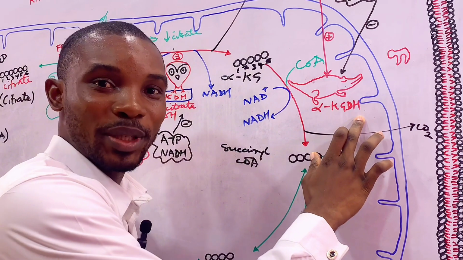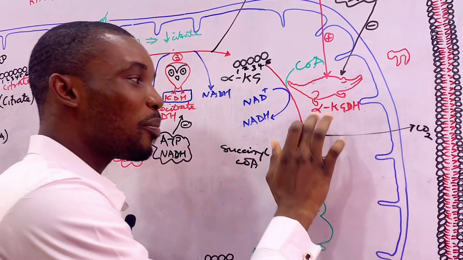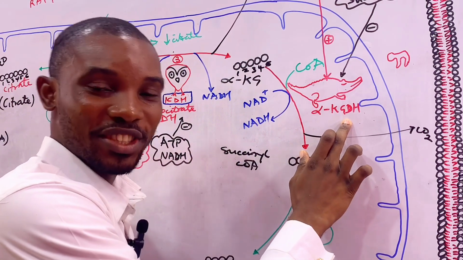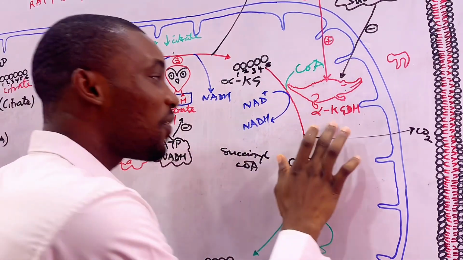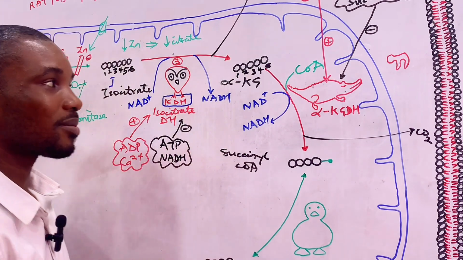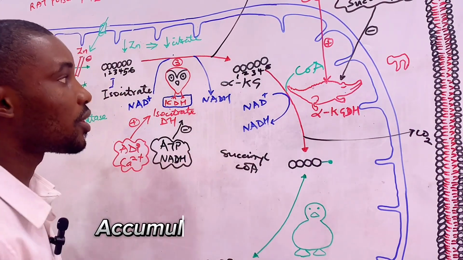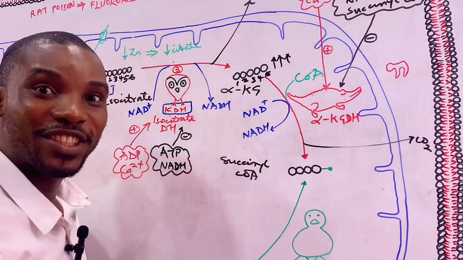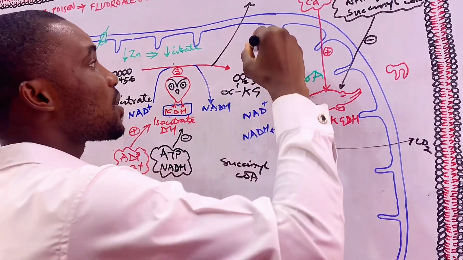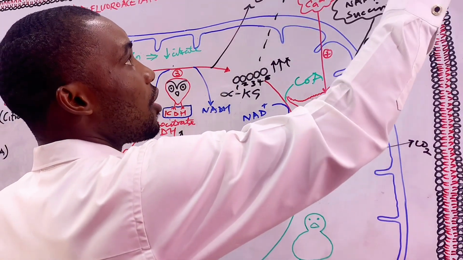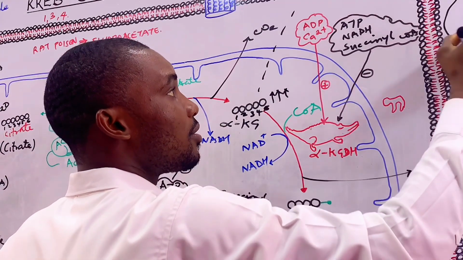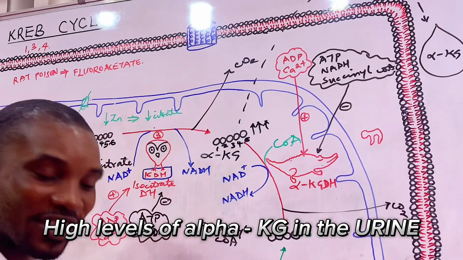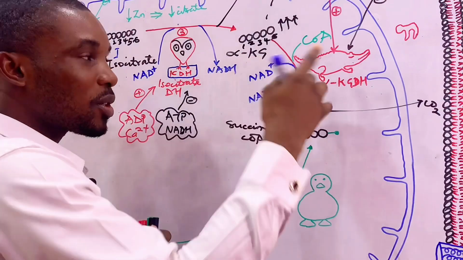Something can go wrong in this pathway. What can go wrong? Some babies are born with a deficiency of alpha ketoglutarate dehydrogenase. Now, whenever there is deficiency, can you tell me what you would expect? High levels of alpha ketoglutarate. What will happen? It will now spill into the urine. So in the urine, we will have alpha ketoglutarate.